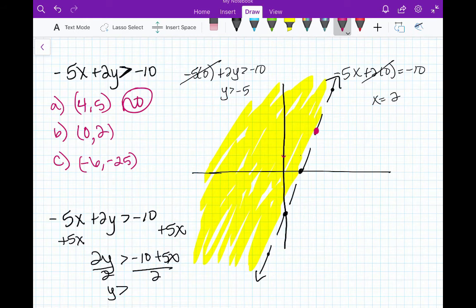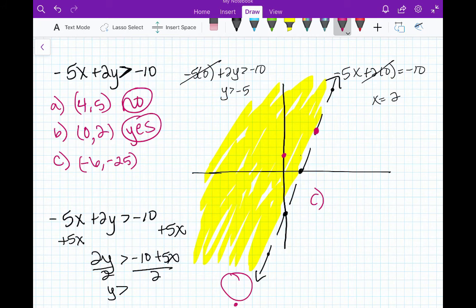The point 0, 2 is right here. That is clearly in the solution set. And the point negative 6, negative 25 is going to be somewhere down here. But we probably need to actually count and see if we can figure it out. What we might have to do is actually plug this in to see if it is a solution or not. This point right here is negative 6, negative 16, so that doesn't quite give me a good picture of whether or not it's a solution. So I'm going to do it over here.